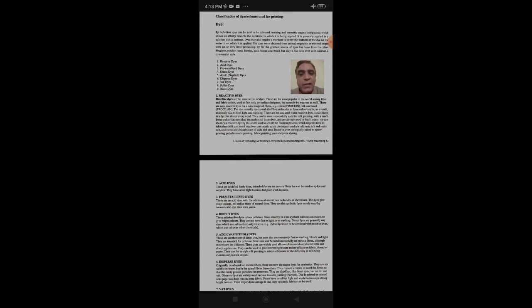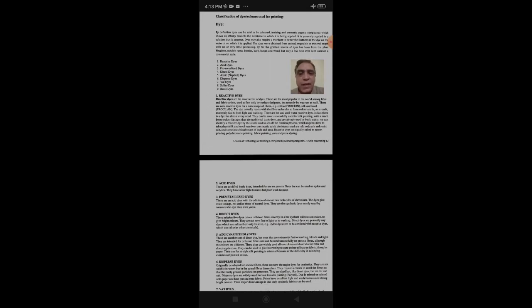The second important point about reactive dye is that it reacts with the fiber, like the name suggests, so their fastness properties are very good. Washing fastness, light fastness, rubbing fastness, they give us satisfactory fastness properties, and they are normally used for cellulosic materials.